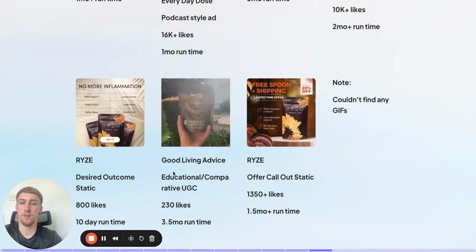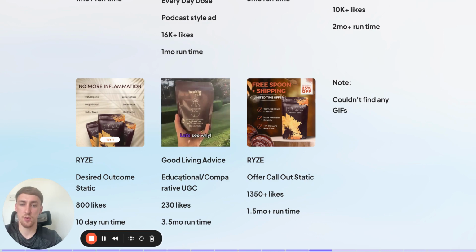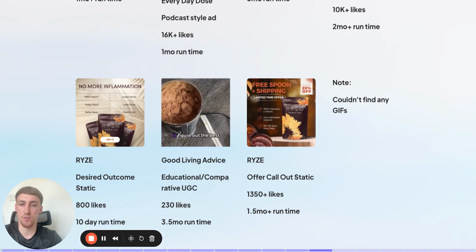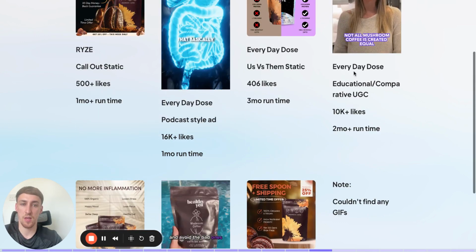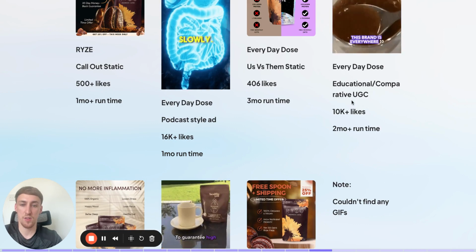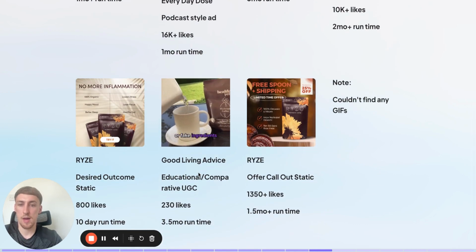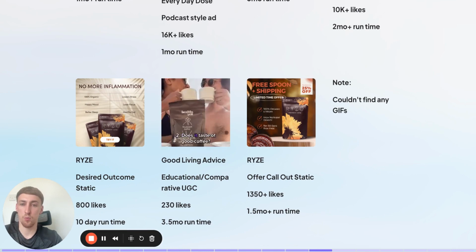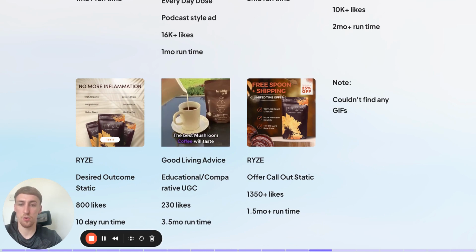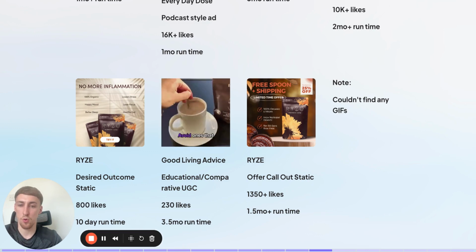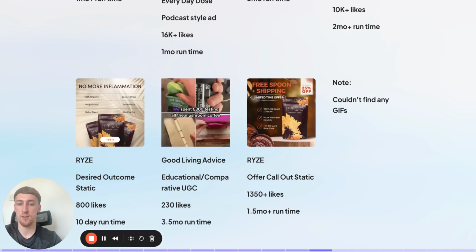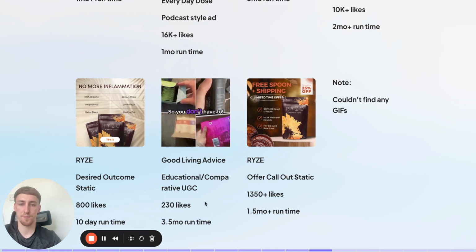So you have this Good Living advice, which is a UGC ad, which is educational and comparative UGC. So starting to see a bit of a theme here. The comparative UGC to other brands and educating on how this benefits and what's good about this and what it tastes like and explaining your brand, all that stuff is going to be really effective. It ran for over 3.5 months. So yeah, this was a winner right here.